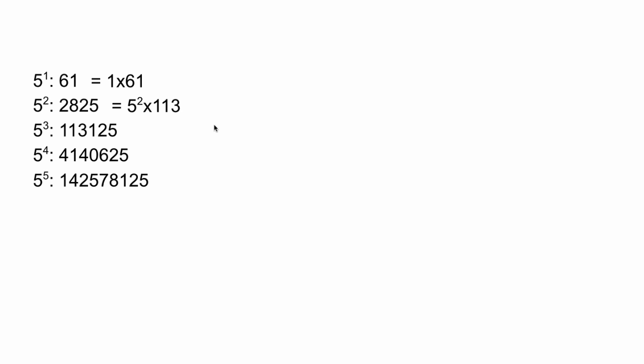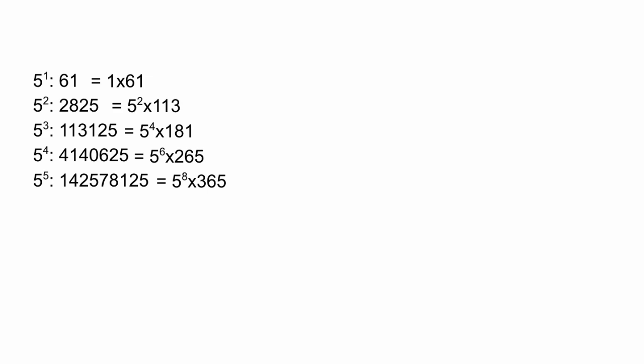5 to the 3 is equal to 113,125, which is divisible by 5, get this, right, 4 times. And I know most of you are seeing a pattern here. This is equal to 5 to the 4 times 181. f of 5 to the 4 is this, which is 5 to the 6 times 265. f of 5 to the 5 is this, which is equal to 5 to the 8 times 365.